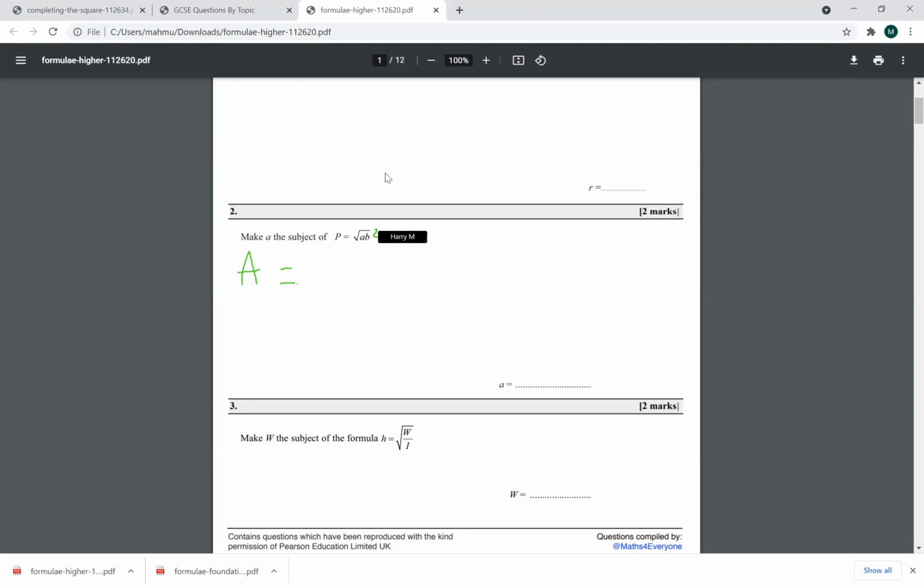Yes. So if you square root this side, you have to square the p as well. Square the p as well. So p squared equals, yeah, p squared equals ab. Now the square root and the square cancel each other out. So p squared equals ab. Now rearrange it and make a the subject.